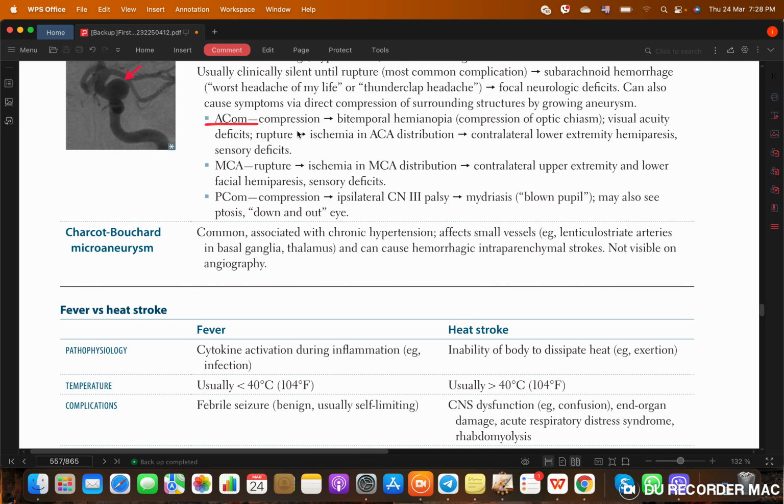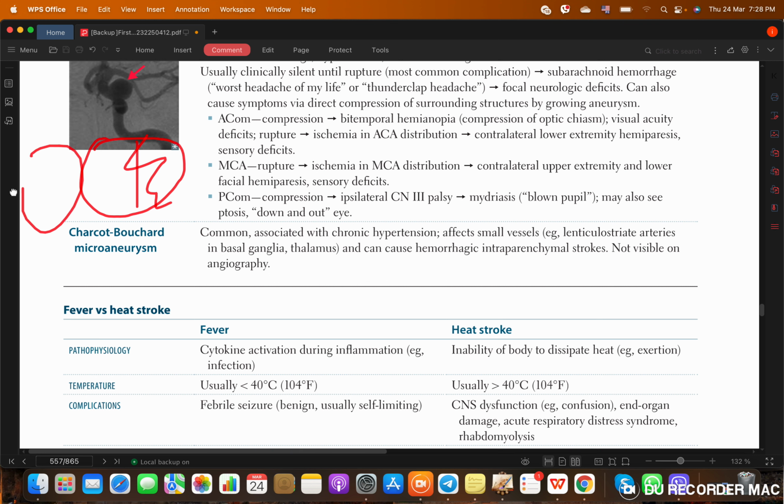Compression of the optic chiasm will lead to a bitemporal hemianopsia, which is, this visual field will be messed up, and the other eye's, this will be messed up. This is bitemporal hemianopsia. Contralateral lower extremity hemiparesis can occur, and sensory deficit, all of this because of the compression effect.